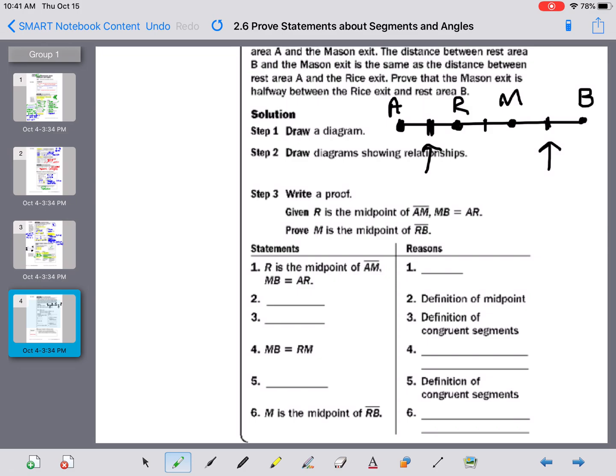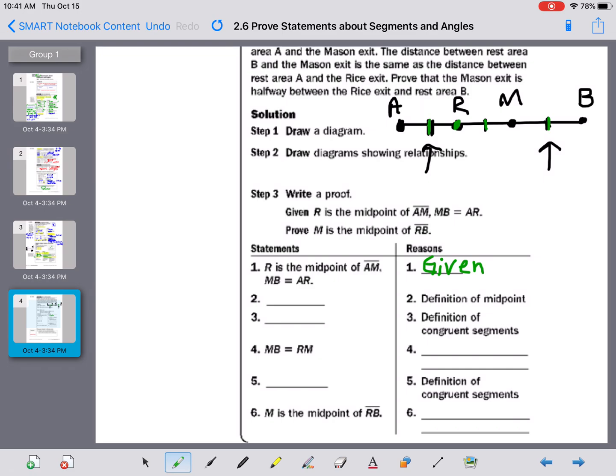It starts off, and the statement says R is the midpoint of AM. So R right here is the midpoint of AM. We already marked it, right? And it says MB over here equals AR over here. We already marked that too. How do I know all that? It was given to me. It was given in the story problem itself.